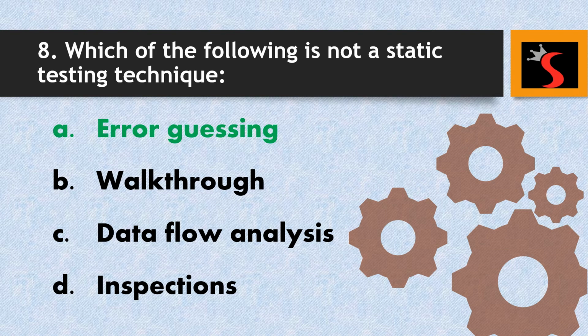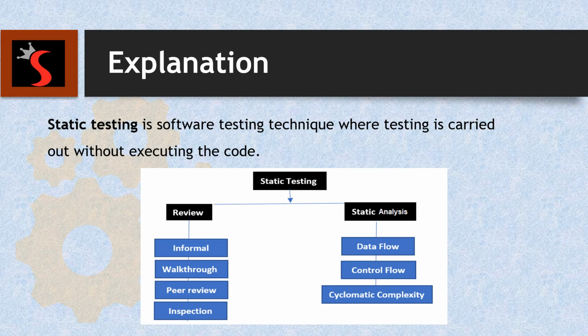And the right answer is option A. Error guessing. Explanation: Static testing is a software testing technique where testing is carried out without executing the code. Review and static analysis are both part of static testing. Informal walkthrough, peer review, and inspection come under review. Data flow, control flow, and cyclomatic complexity come under static analysis.